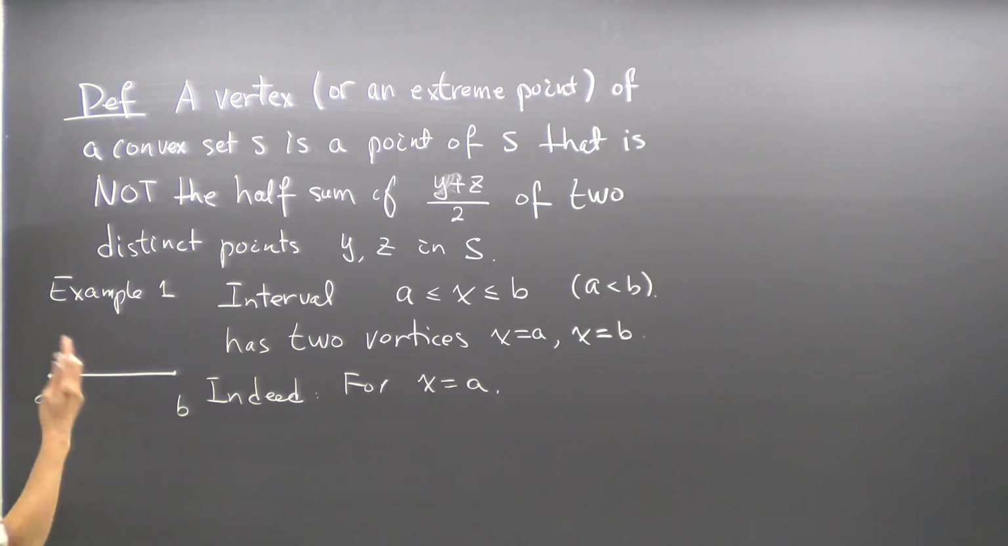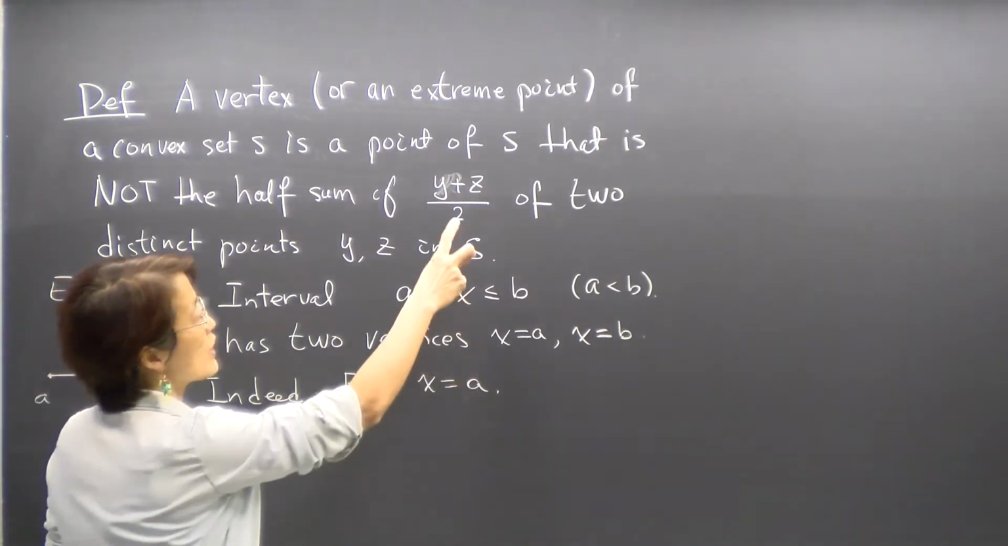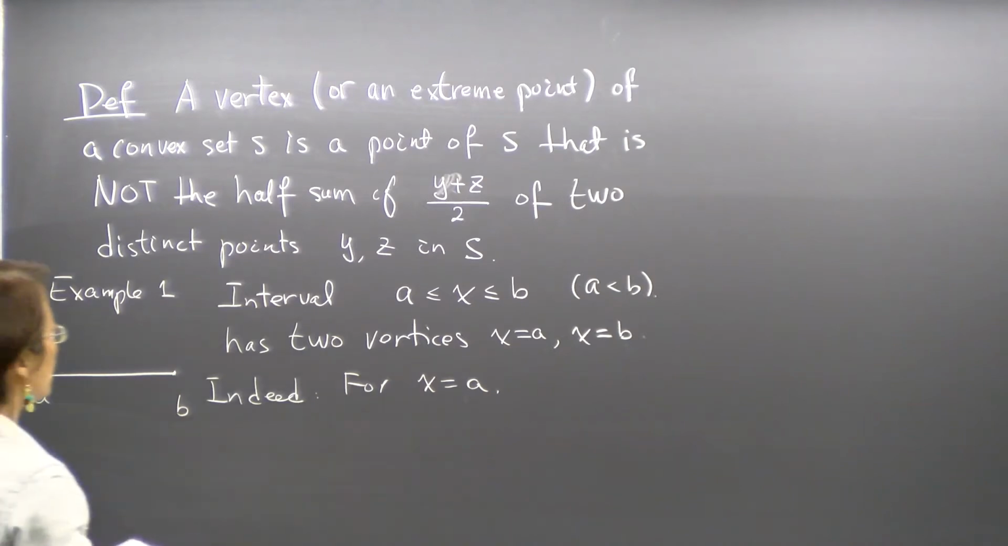If I show that I can express this point as a half sum of two other points in my set, then those two points are not distinct. There's no way. Then I'm done. Is that clear? So that's the approach we will use.